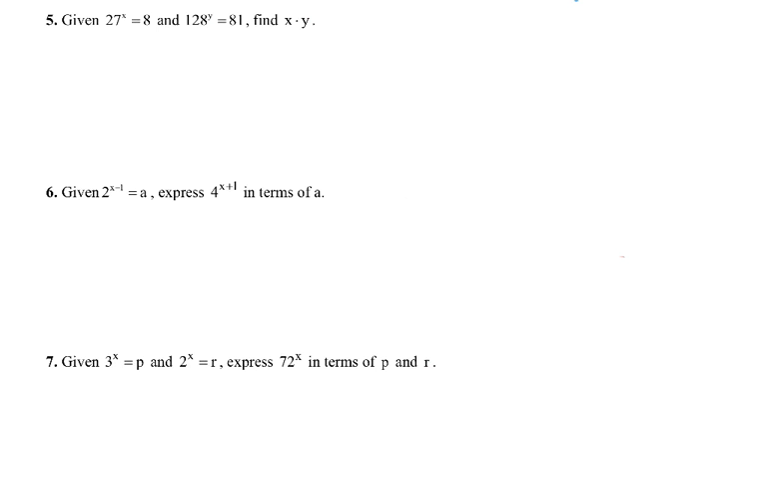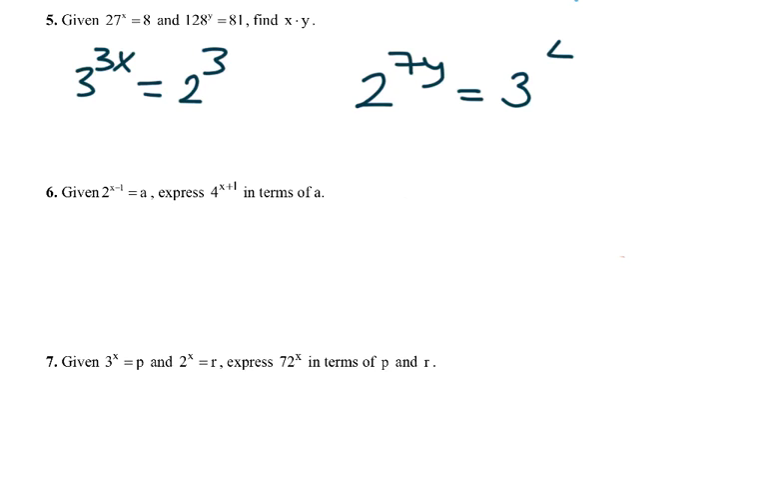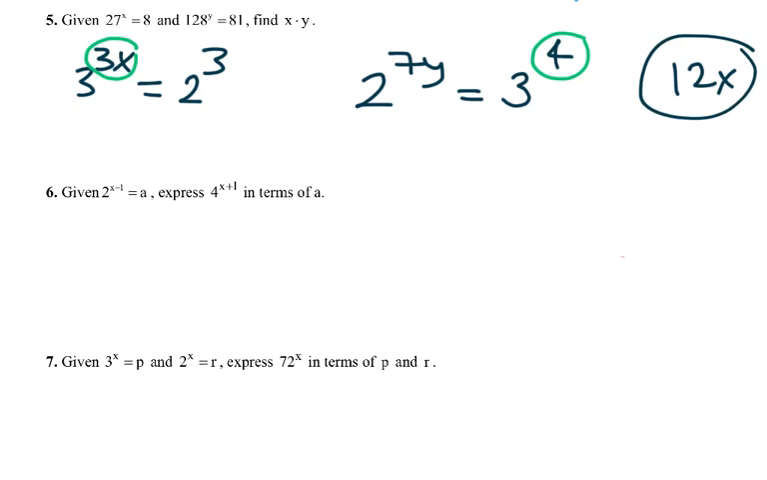So in question 5, I'm going to write 3 to the power of 3x is equal to 2 to the power of 3, and then 2 to the power of 7y is going to be equal to 3 to the power of 4. And similar to class exercise 1, I'm going to multiply these two together to give us 12x. And so we want 12x in both cases here.